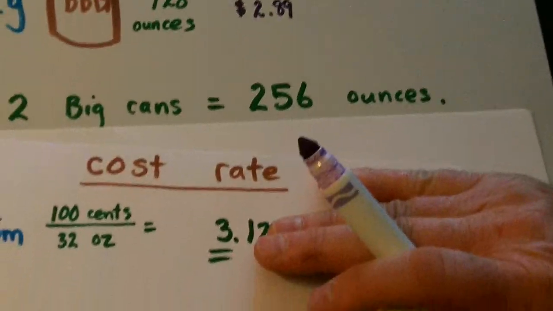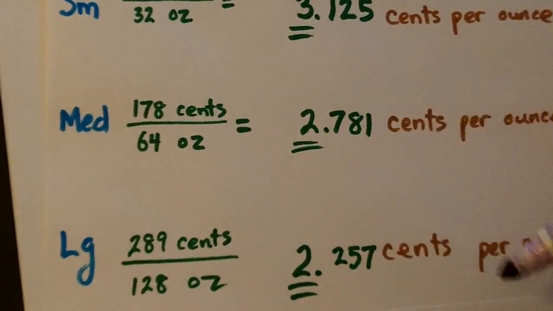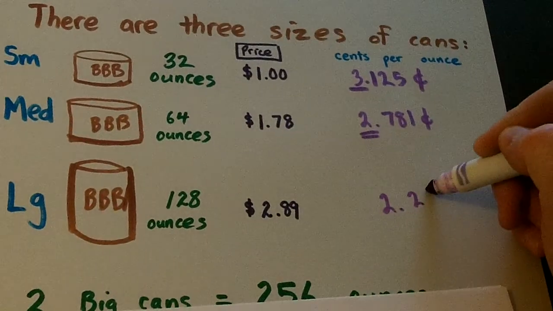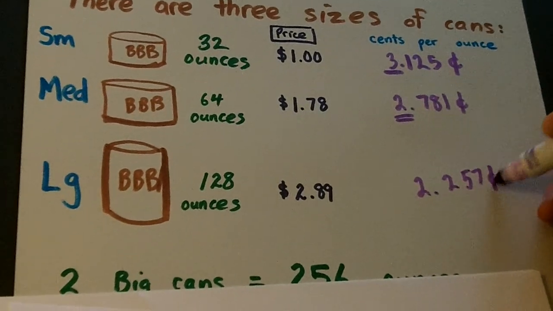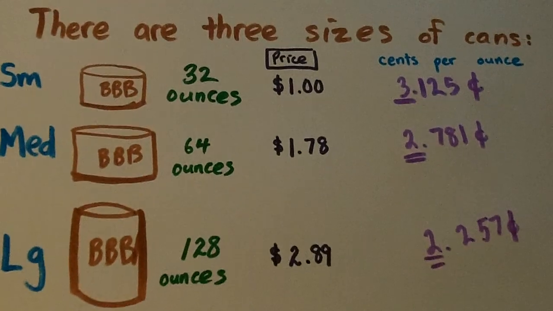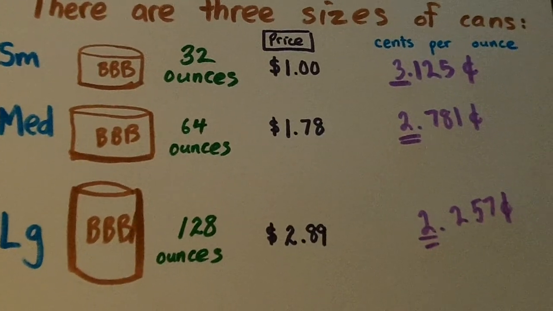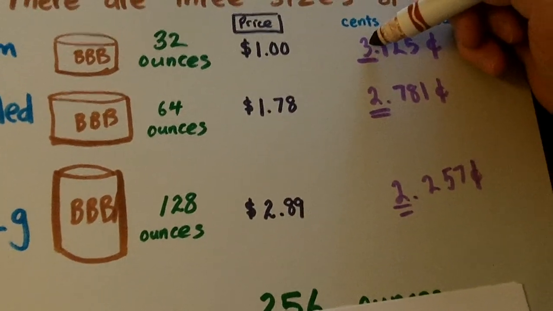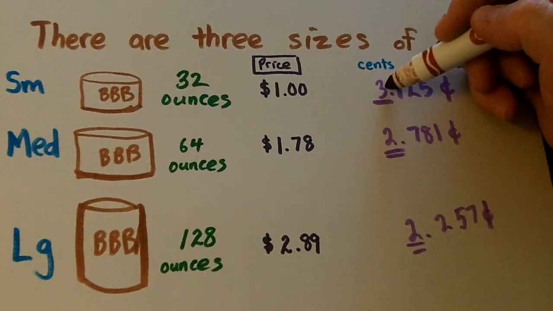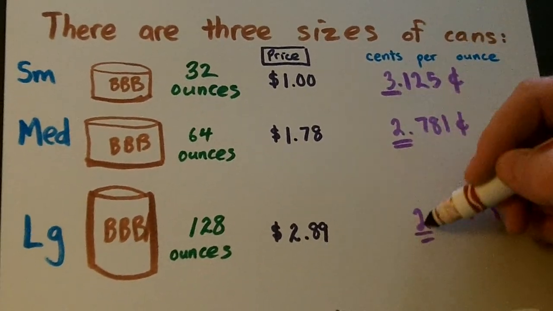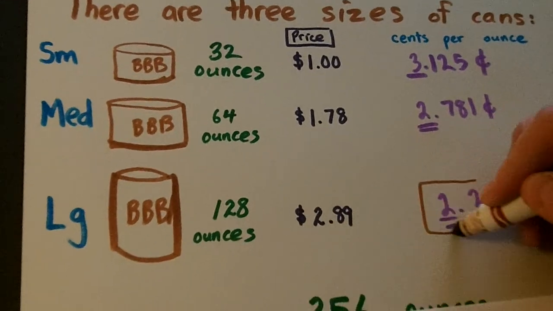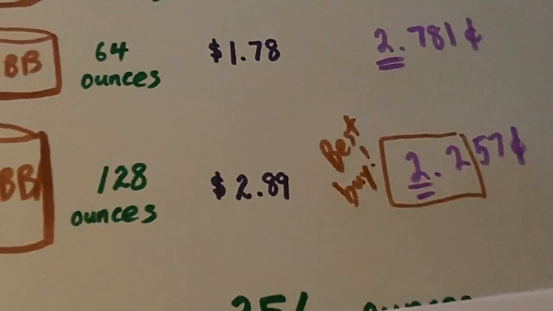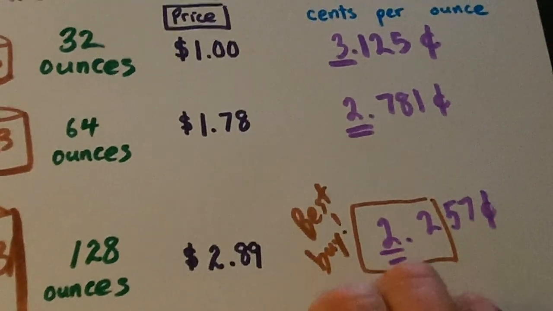Now the large can, if we take how many cents divided by the ounces, the large can comes in at 2.257 cents. Okay? So if we compare these and see which is a better buy, if I buy 8 small cans, it's about 3 cents an ounce. So that's pretty expensive compared to 2.7 and 2.2. Now this 2.2 is going to be my best buy because it costs the less for the same amount, or for each ounce.